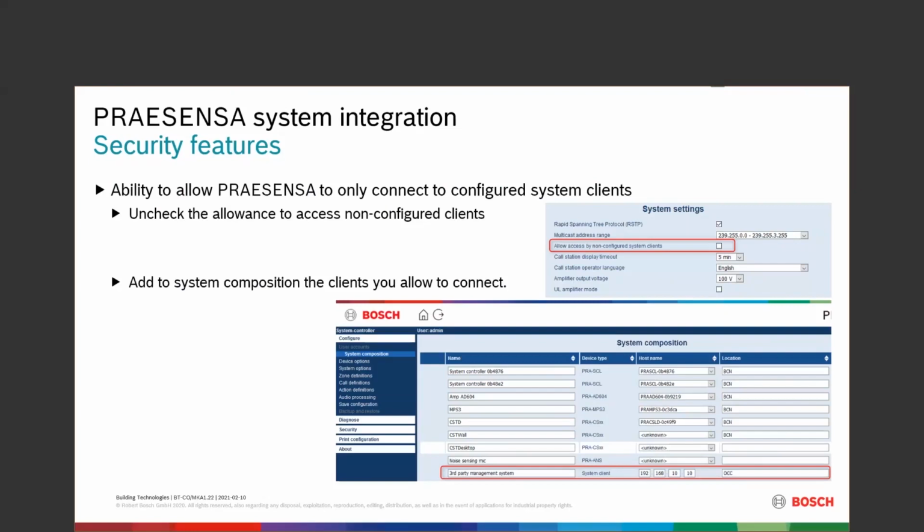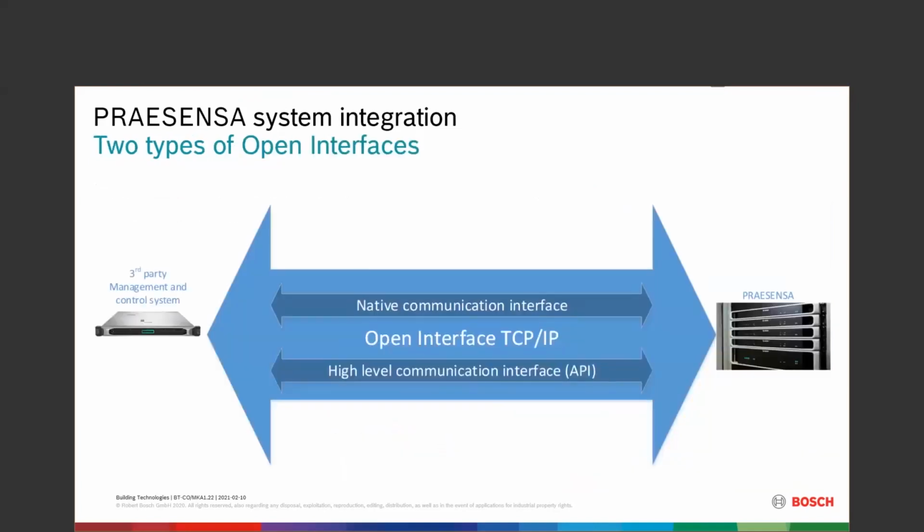So your third-party management system or control system can be added as a system client to the system composition. And in that case, it can also send out heartbeats to check if your system is still available or not, and it gives an error message in case it is not. So it's fully monitored in that case.